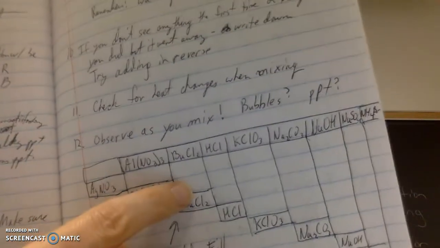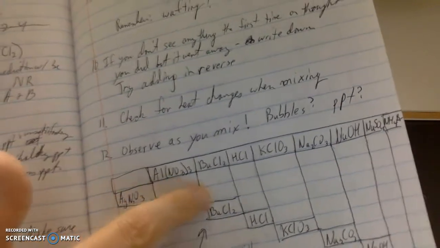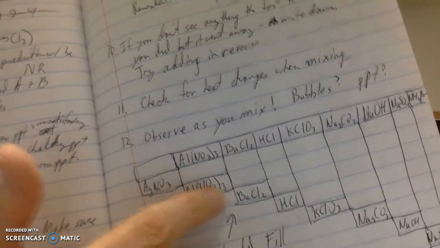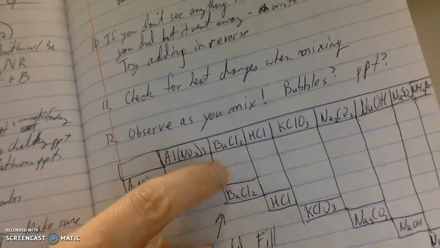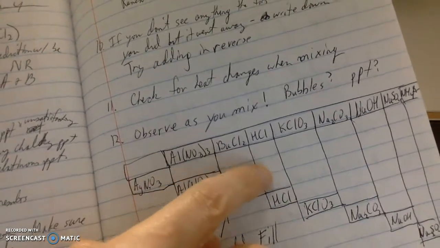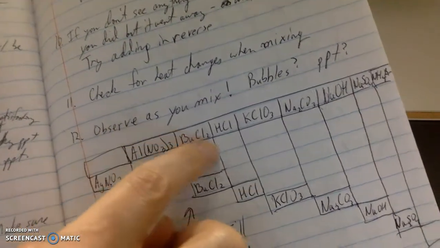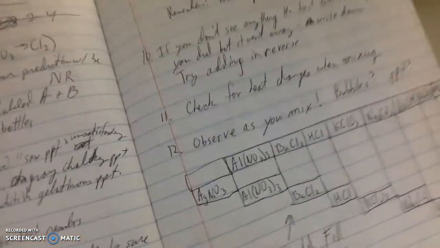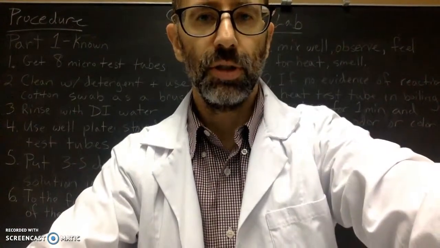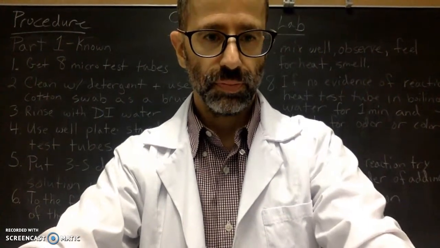And then when I'm done with that, I'm going to rinse out the test tubes. I'm going to clean them out, rinse them out with DI water, and then I'm going to add barium chloride. And so each time I move down this ladder here, down this side, I have fewer reactions that I need to make because I've already made reactions with these guys here. So that's the way that you want to work on your reactions.